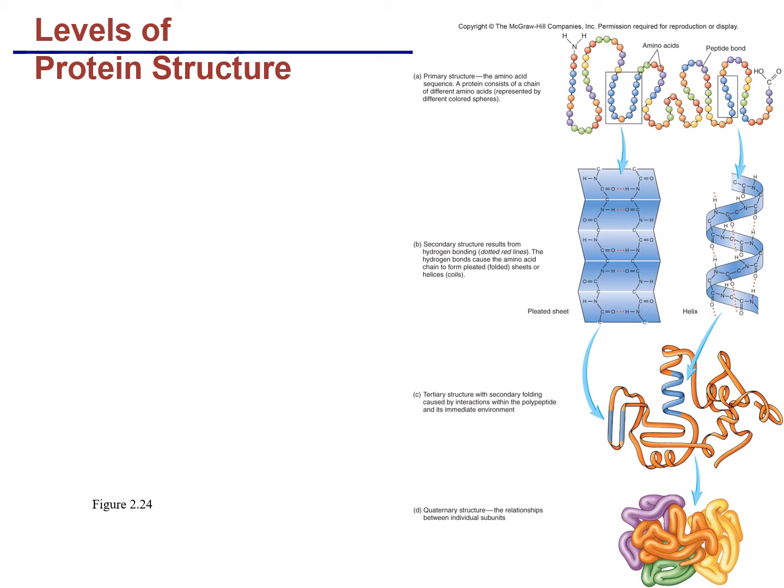Now, along that chain, parts of the string will fold back on itself to make crinkly sheets. Part will twist into a spiral to create an alpha helix. Those are secondary structures. In frame C, we see how the whole molecule then is folded into a specific shape. It has tertiary structure, and in this case, there are four separate polypeptides joined together to create a huge molecule that has quaternary structure.